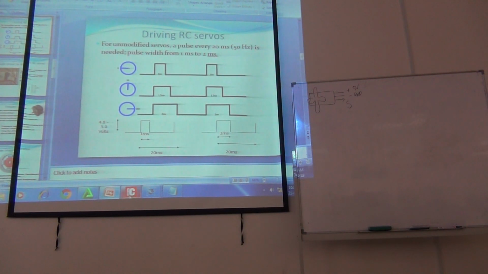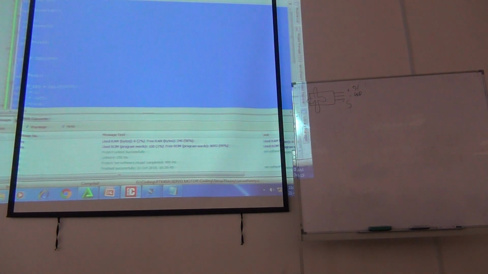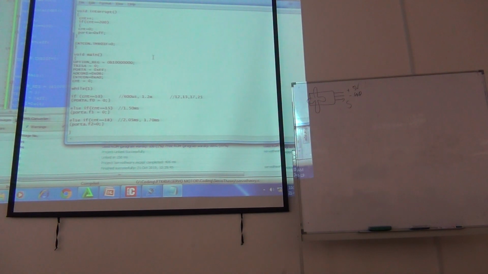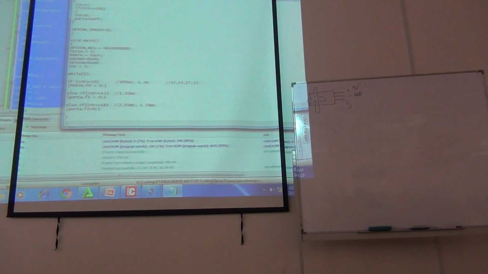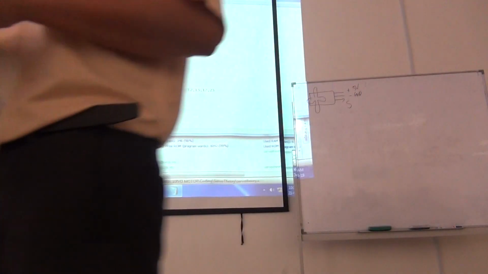Let's try this one first. You have to write this code first. Open up your Proteus and run this first. Run this and run the Proteus. Look at the result first. I give you time for around 50 minutes.